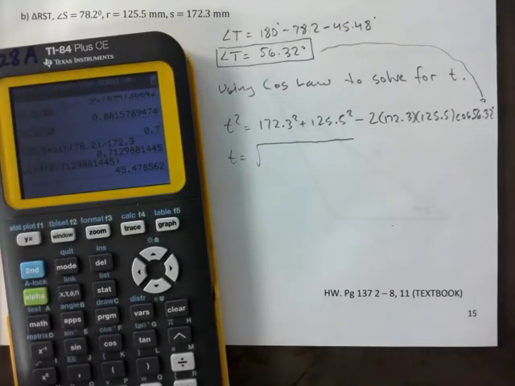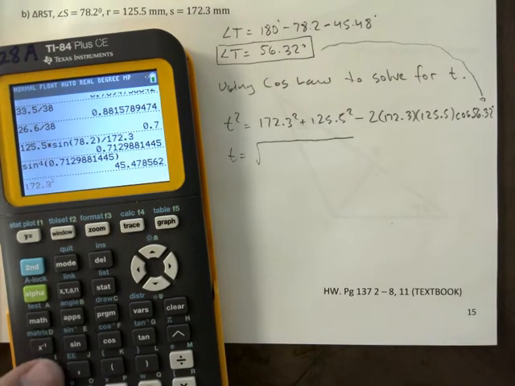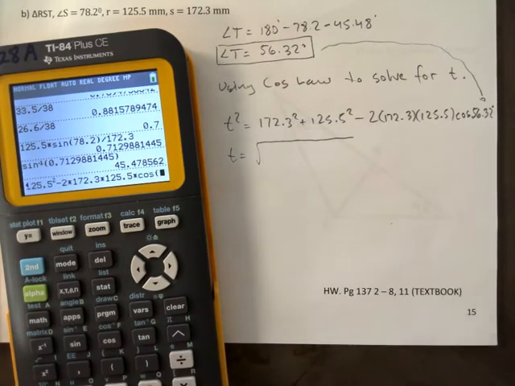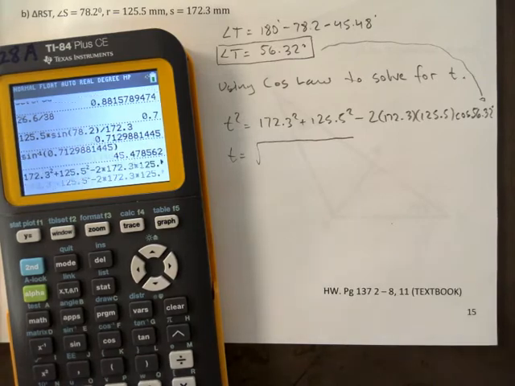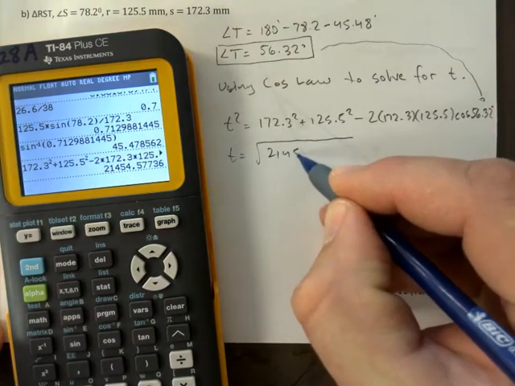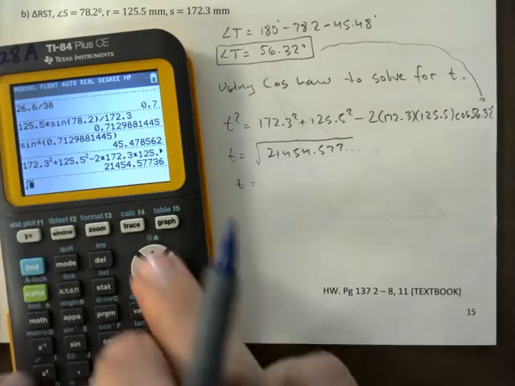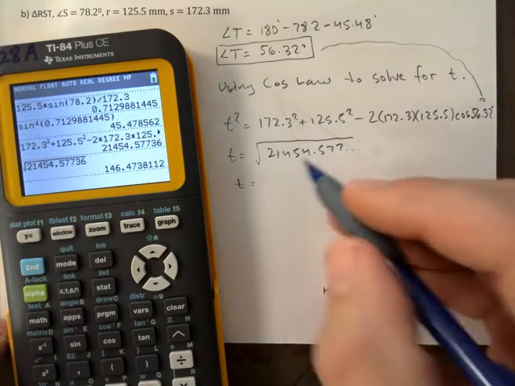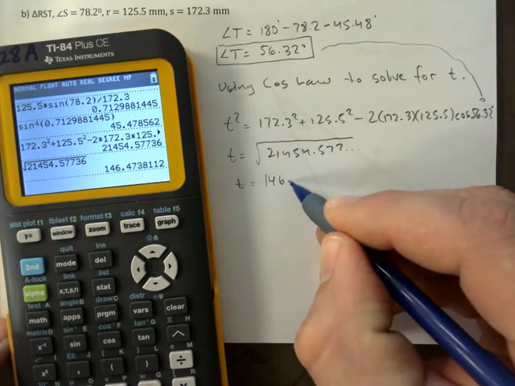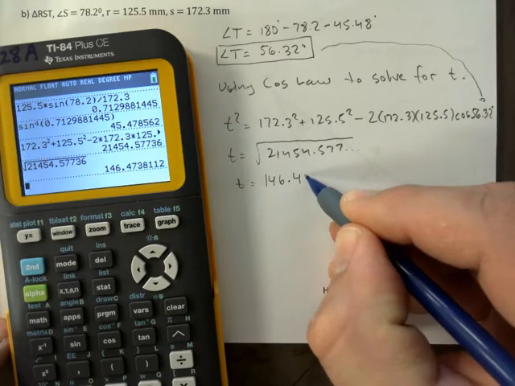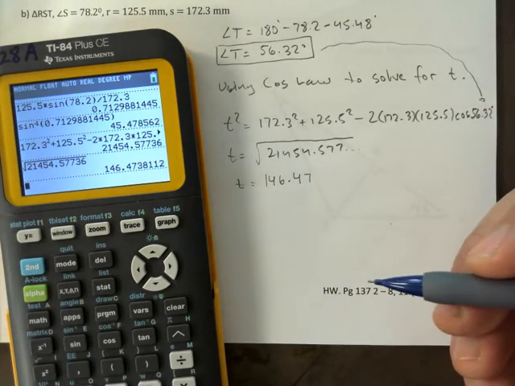I'm gonna have to type this in. That way you have more examples in your notes, right? Am I doing things right? Yeah. And you get 21,454.577, and so forth. Root of that is 146.47. And it could be that you got 48 if you use sine law.